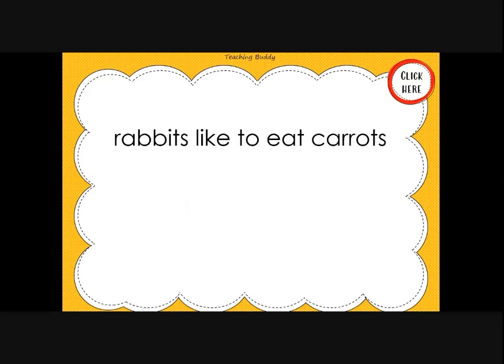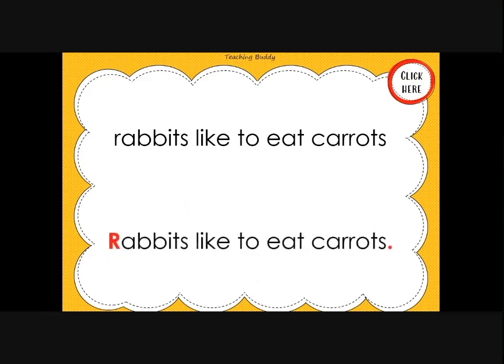Rabbits like to eat carrots. No capital letter, no full stop. Rabbits like to eat carrots. This one is correct. Rabbits at the beginning of a sentence and a full stop at the end.